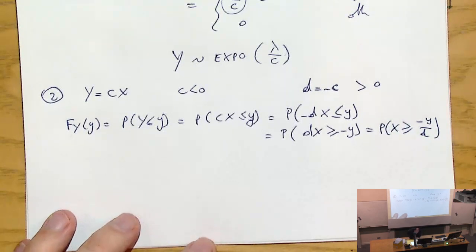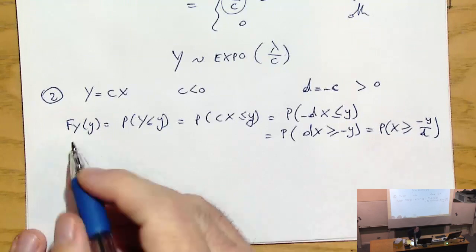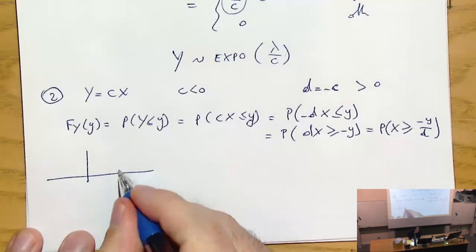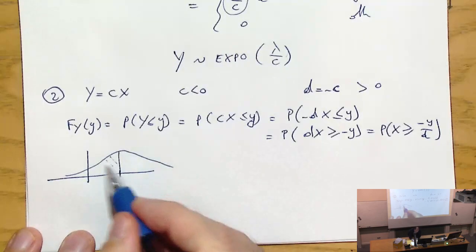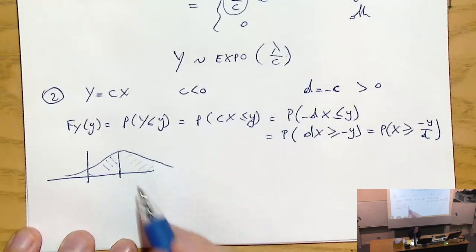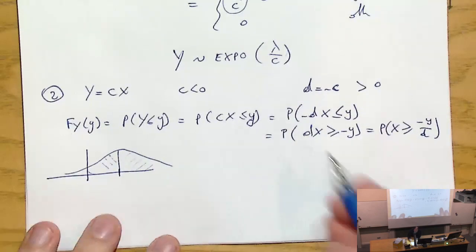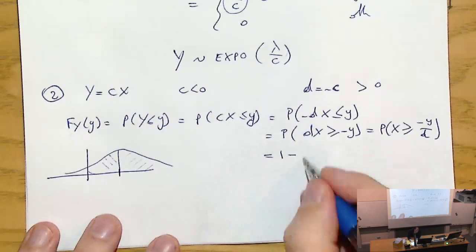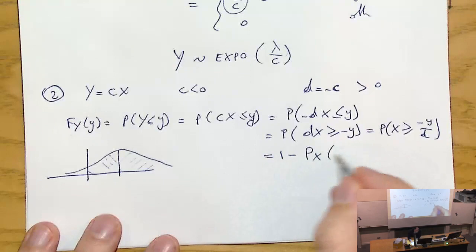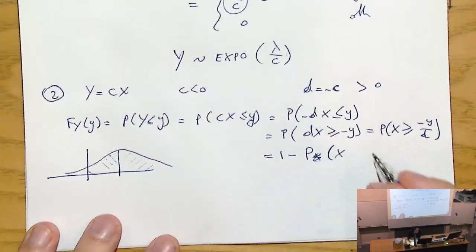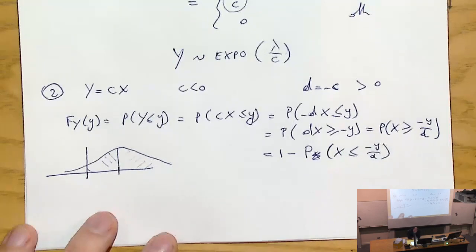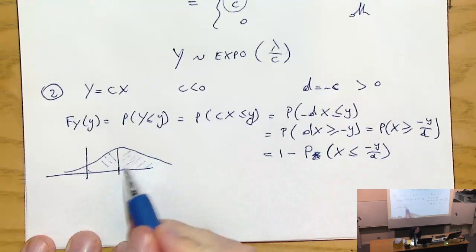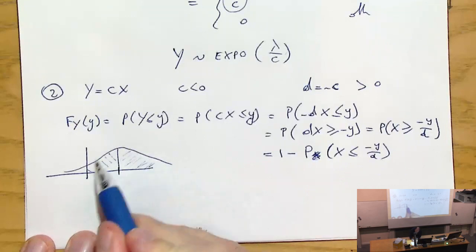And so how can we express this? What I'm looking at here is the following. I have a certain distribution. I'm not looking at this probability here, but I'm looking at the complement. I'm looking at this one, the probability that x is larger than something. So this is the same as 1 minus the probability that x is smaller or equal to minus y over d. Okay, I'm looking at the complement. I'm writing this as 1, which is the area under this curve, minus this area.